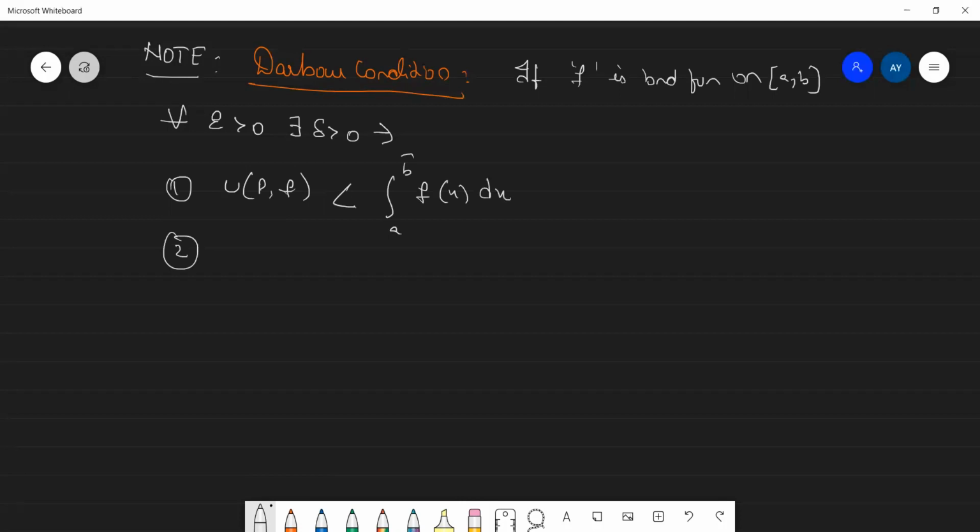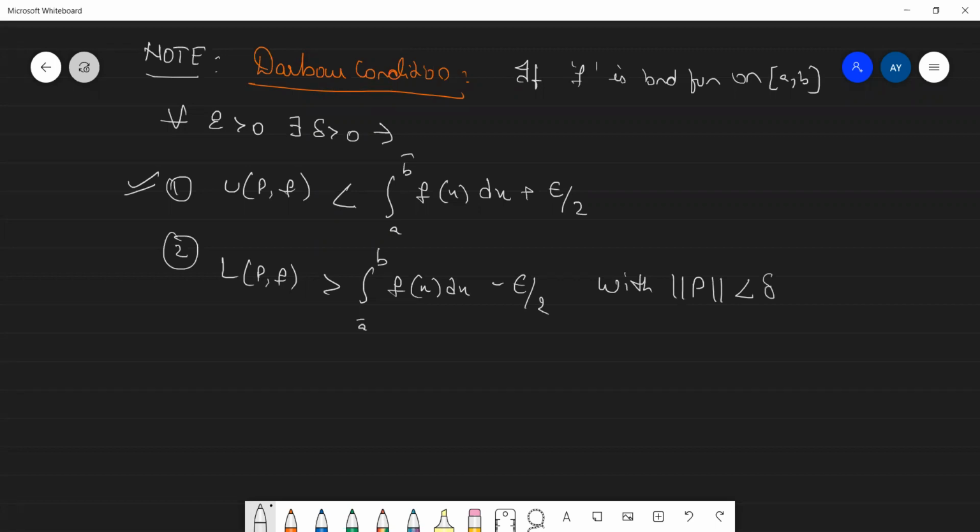plus epsilon by 2. This is what the first condition is. And the second condition is L(P, f) is greater than the lower integral a to b of f of x dx minus epsilon by 2, with norm of P less than delta. Norm of P is less than delta, the length. So this is what the Darboux condition says. You can make use of these conditions in any other theorems. We will be using it in the necessary and sufficient condition for integrability.